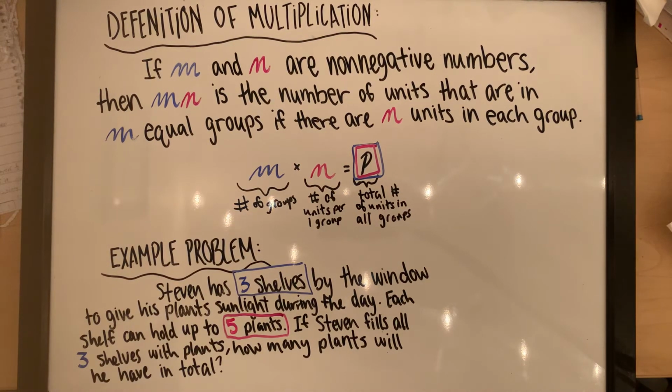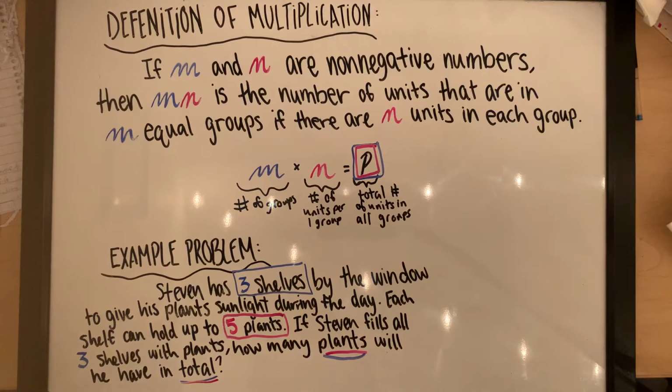Now our product is, if Stephen fills all 3 shelves with plants, how many plants will he have in total? So this total is going to be our product, and it's plants too. How many plants will he have in total?